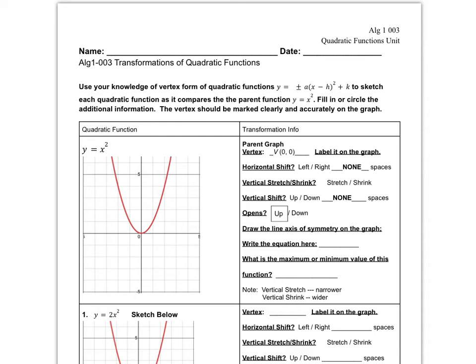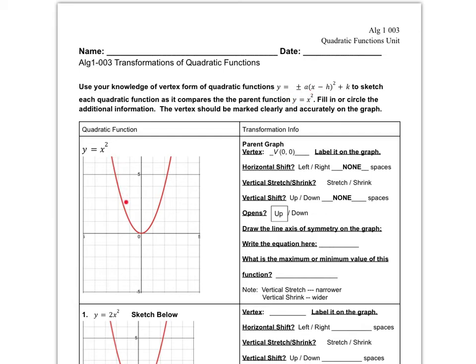I'm going to do 2 quick problems just to get you acquainted with how this worksheet is going to work. That way, if you're not sure, you can use this first before moving on and checking your answers on the answer key. So we're going to use our knowledge of vertex form of quadratic functions to sketch each quadratic function as it compares to the parent function y equals x squared.